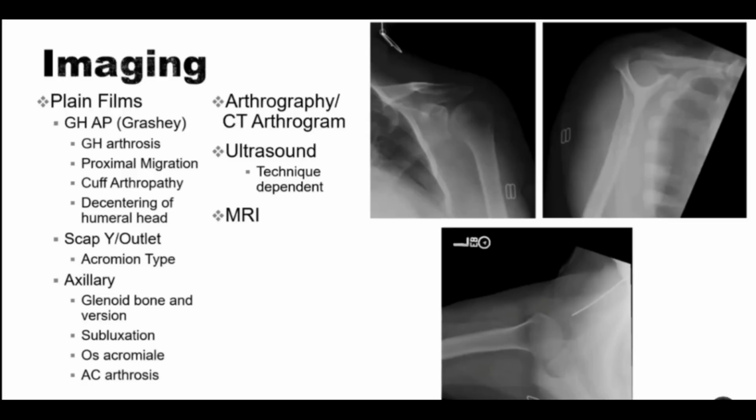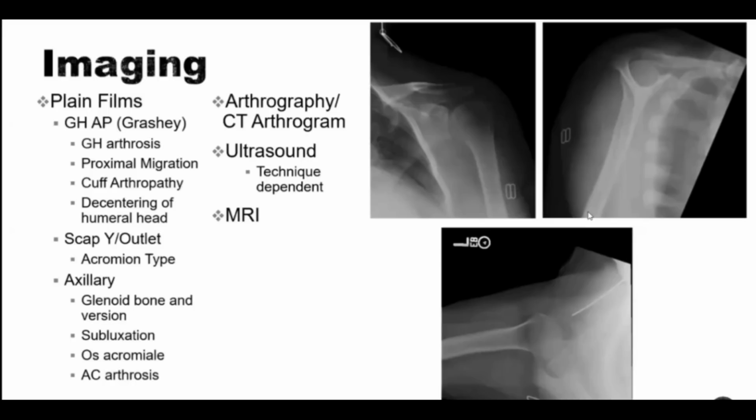You can also use this to evaluate the type of the acromion, right? Does it have a big hook? Is it pretty flat? The axillary lateral view, which is the bottom view, that is where the beam is actually angled up or aimed up through the armpit. And so you can see the humeral head and the glenoid. We can use this to evaluate glenoid bone and version, any subluxation of the humeral head, look for os acromiale or AC joint arthritis. All these views are important.